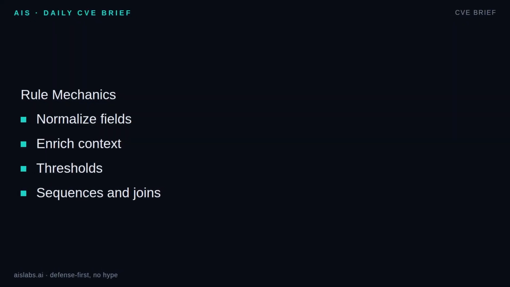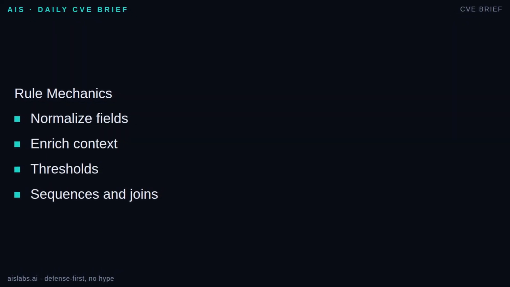Mechanically, SIEM correlation rules usually work in 5 steps. First, logs are parsed into common fields like user, source IP, device, action, result, and time. Second, the SIEM enriches them with context: department, asset owner, device type, risk level, and location. Third, the rule groups events by a key, such as username or host. Fourth, it applies logic. Thresholds count how many times something happened. Sequences check order, like failures followed by success. Joins connect different sources, like identity plus email plus cloud app. Fifth, the rule creates an alert with evidence, severity, and recommended triage steps.